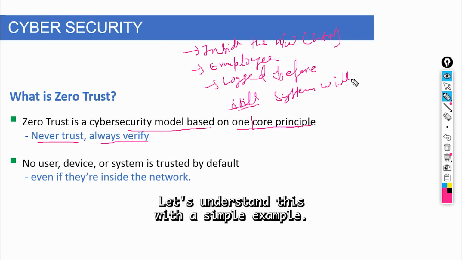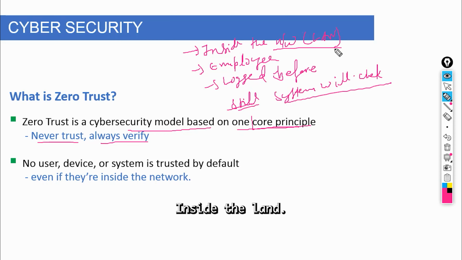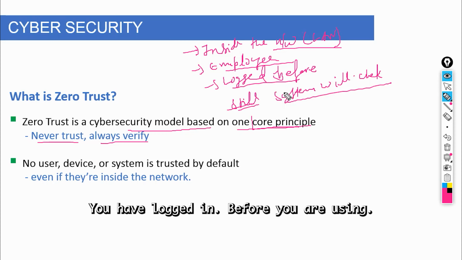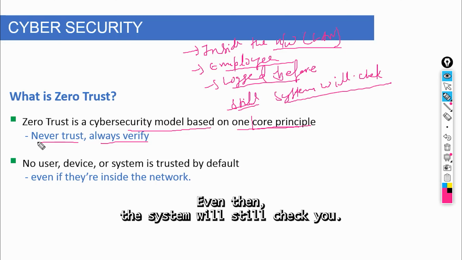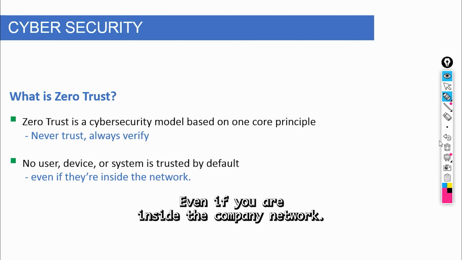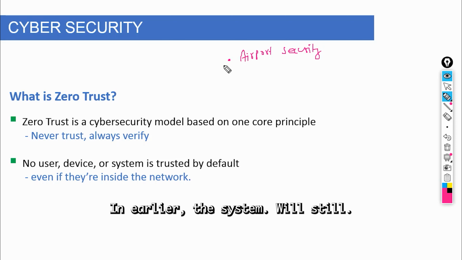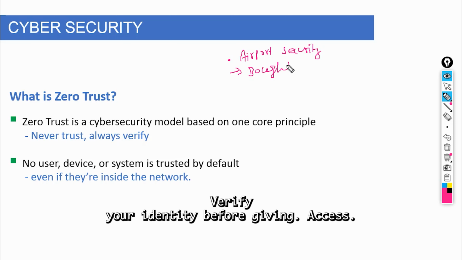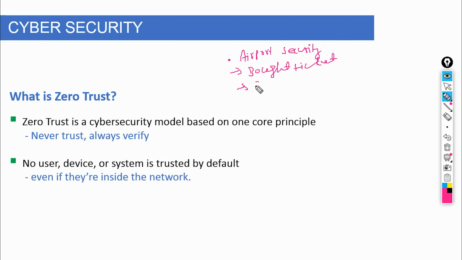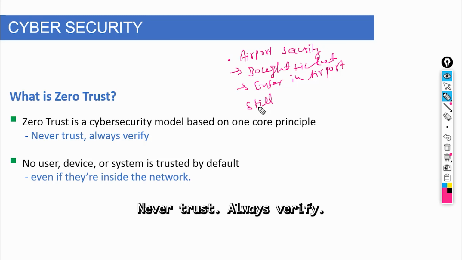Let's understand this with a simple example. Suppose you are inside a company network. Inside the LAN, you are an employee, you have logged in before. You are using the company's internal system. Even then, the system will still check you. It will not trust you automatically. Even if you are inside the company network, even if you are a known employee, even if you logged in earlier, the system will still verify your identity before giving access. That is the core principle of Zero Trust: never trust, always verify.